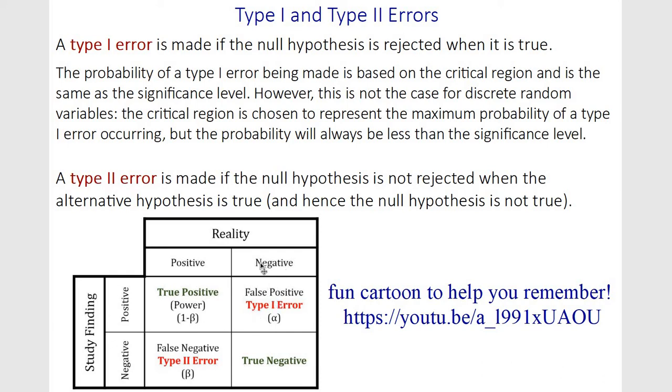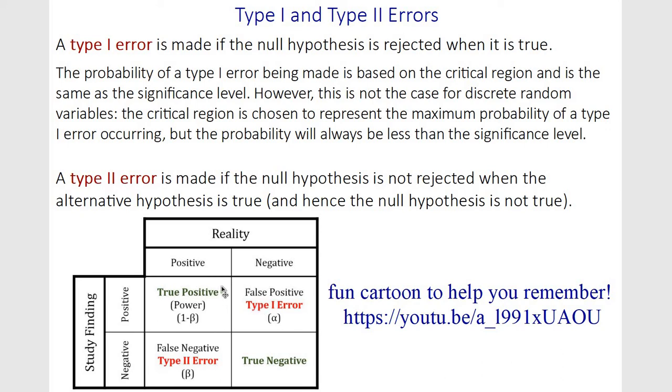However, bad things could possibly happen. So you could have a type 1 error where in reality it's negative, but the study said that it was positive. And type 2 would be the opposite of that. So how do you remember? Well, there's this really, really cute cartoon that someone made. I really like it, so I highly recommend you watch it.